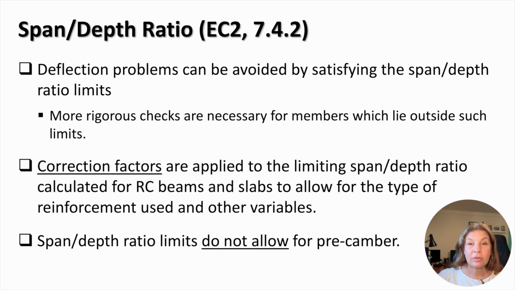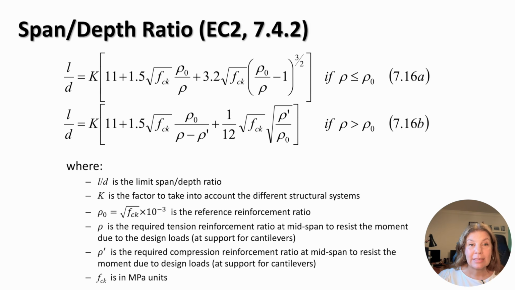In the method based on span-to-depth ratio limits, correction factors are applied to the limiting values for reinforced concrete beams and slabs to allow for variations in the geometry and material properties from the basic values. It is important to note that the span-to-depth ratio limits do not allow for precamber. The basic span-to-depth ratio limit is calculated using one of two formulas, 7.16 in Eurocode 2, depending on the reinforcement ratio of the bottom tension steel at mid-span.